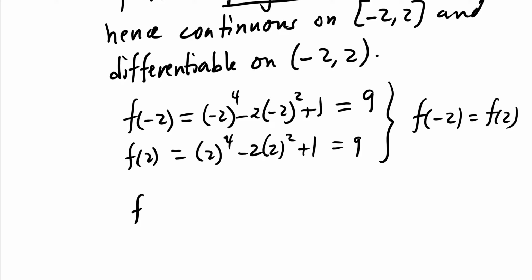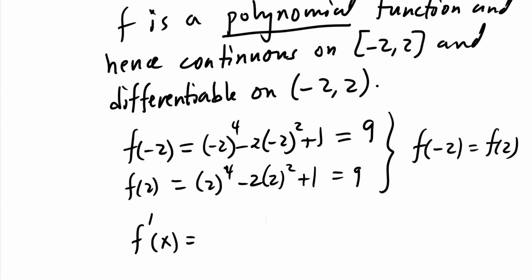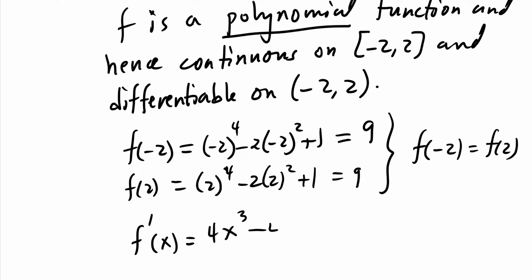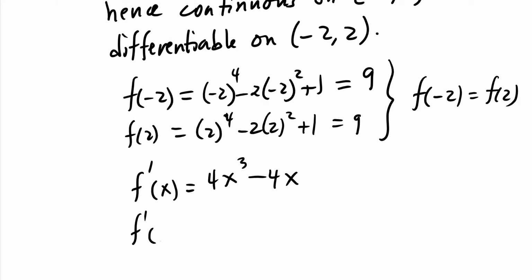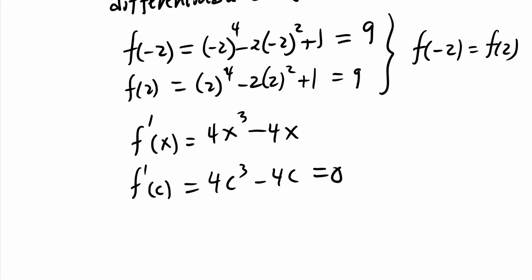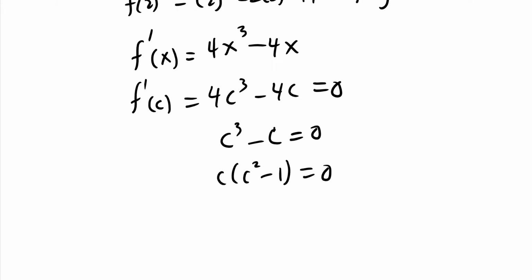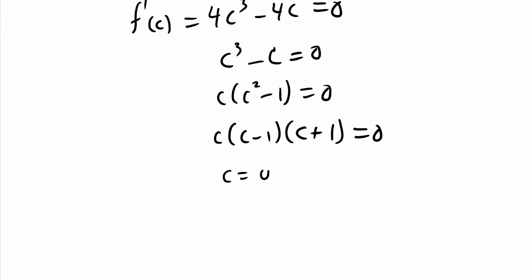Then by Rolle's theorem, we say that the derivative, which is 4x cubed minus 4x, there is a number C, 4c cubed minus 4c equals 0. Now, how do we solve this? We can divide first by 4 and then factor a c out. So c squared minus 1 equals 0. Then c times c minus 1, c plus 1. So c here is going to be either 0, c equals 1, or c equals -1.